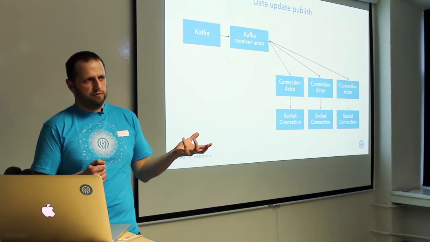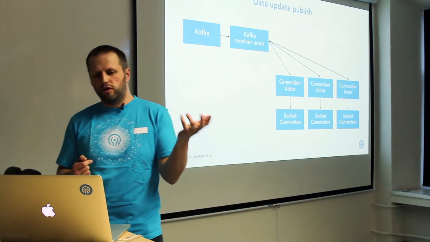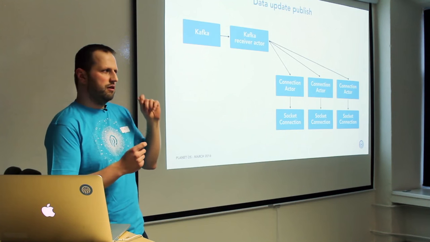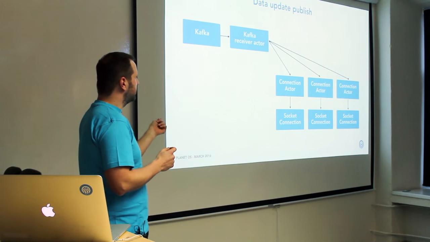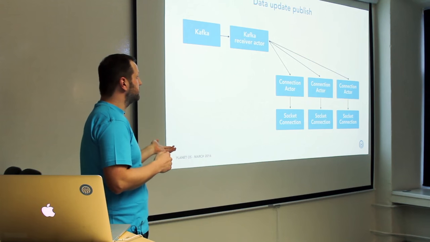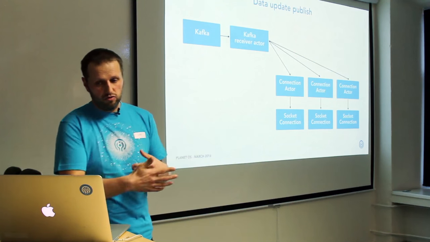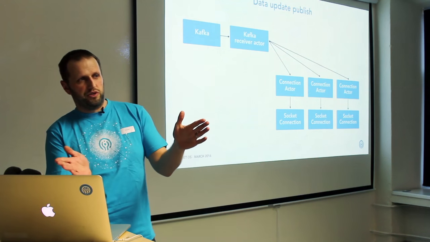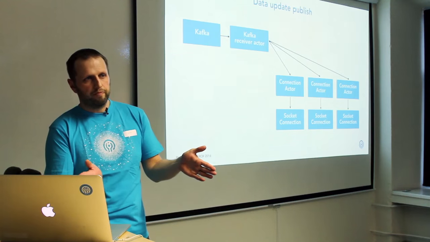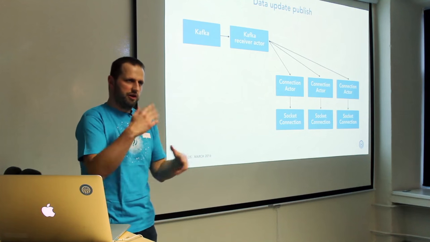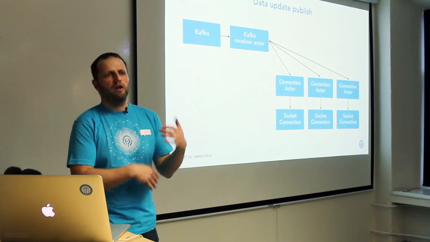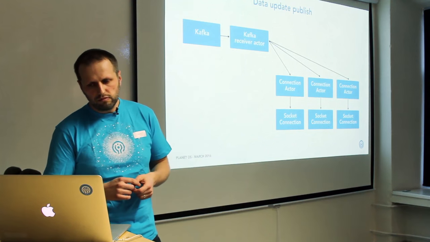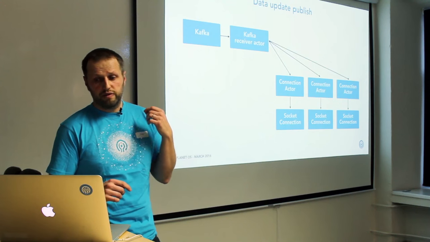So if a message comes in, then it's delivered to the Kafka receiver actor. And then the connection actors can tell the receiver actor, basically they can subscribe to message updates from the queue. And when a message comes to the queue, the actor distributes the message to the connection actors. And then each connection actor just serializes the message to the correct format and sends it to the WebSocket using the WebSocket protocol. And all this works very nicely.